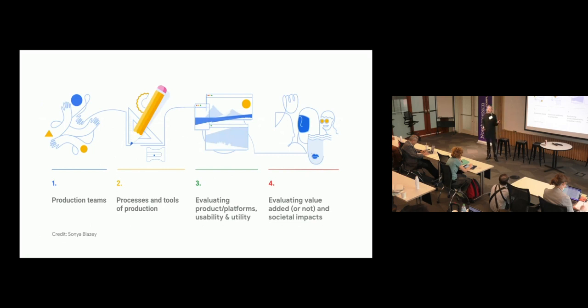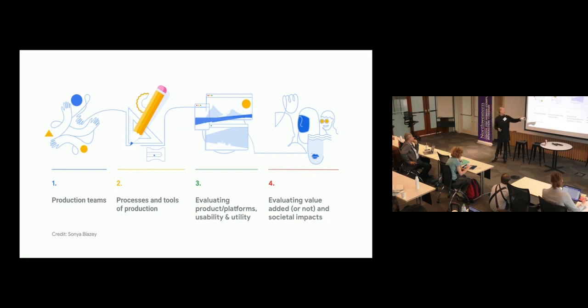So I'm going to talk just about a few of these efforts. Thank you to Sonia for getting these beautiful little sketches for me. I'm going to talk a little bit about production teams, which is where I do a lot of my work, and a little bit about the processes and tools of production, scaling from the small teams that I manage all the way up to one of the roles I have at Google, which is to co-chair the UX Leadership Council, and I'll tell you a little bit more about that.